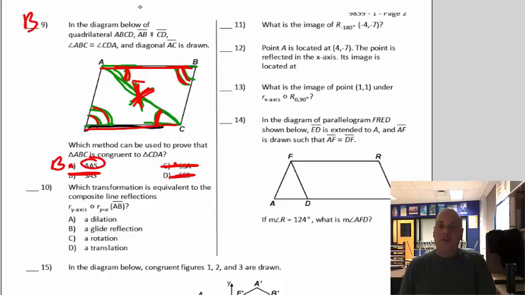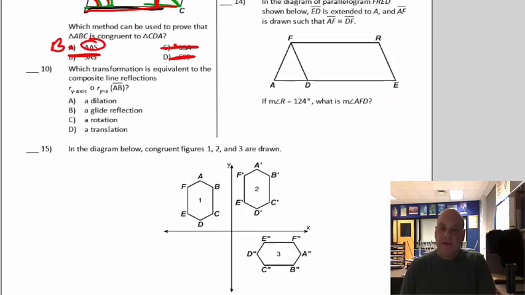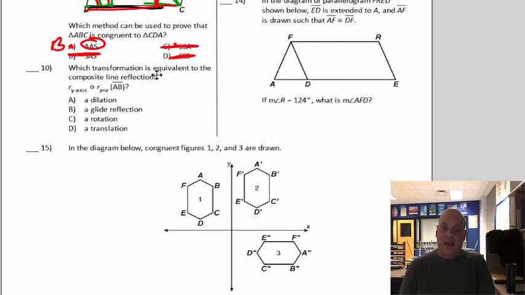All right. Which transformation is equivalent to composite line reflection? Okay, so we have a reflection. Let's draw a little picture here. A reflection over the y equals x line, and then the y-axis. So I'm going to draw a different color. The y equals x line, and then the y-axis.